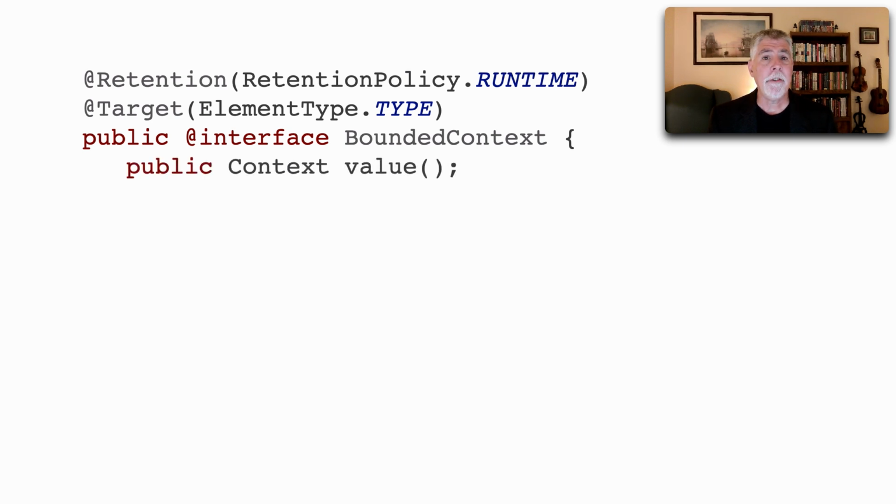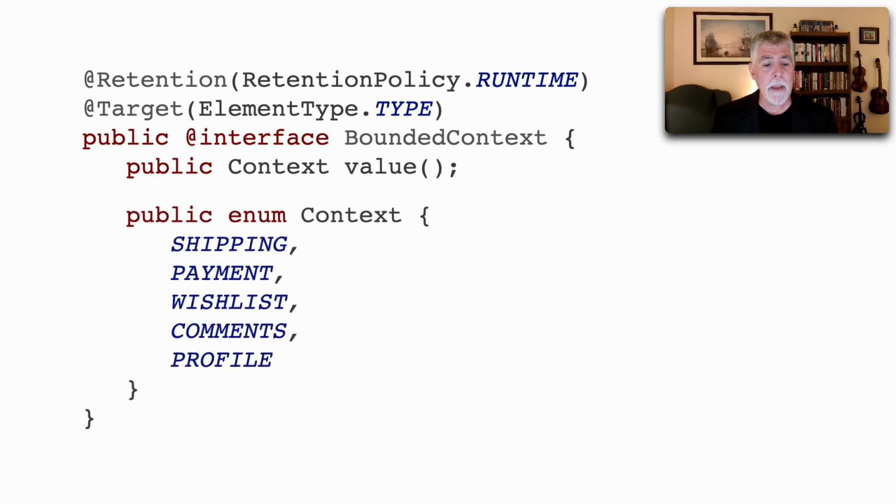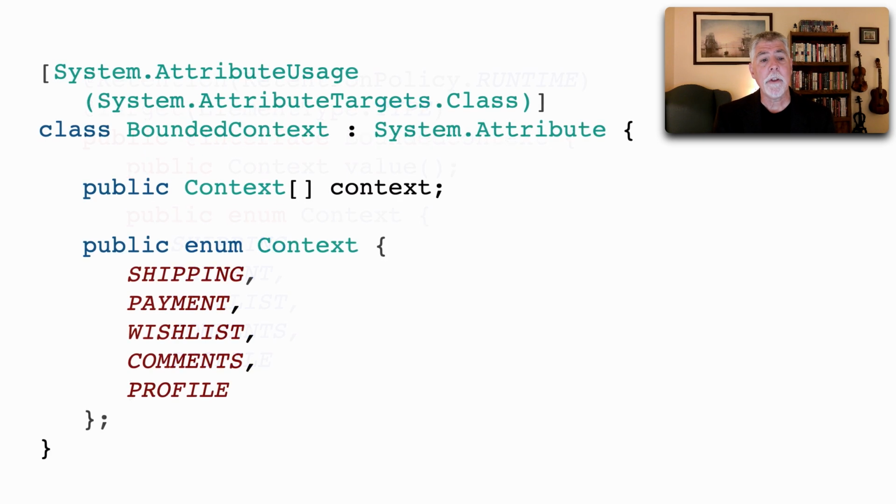However, it does take in a value. That value happens to be an enum of all the available types of bounded context names that I have in my ecosystem. And as a matter of fact, here's the corresponding C#. I would use an identity attribute or a tag attribute, a custom attribute here, using the same thing.